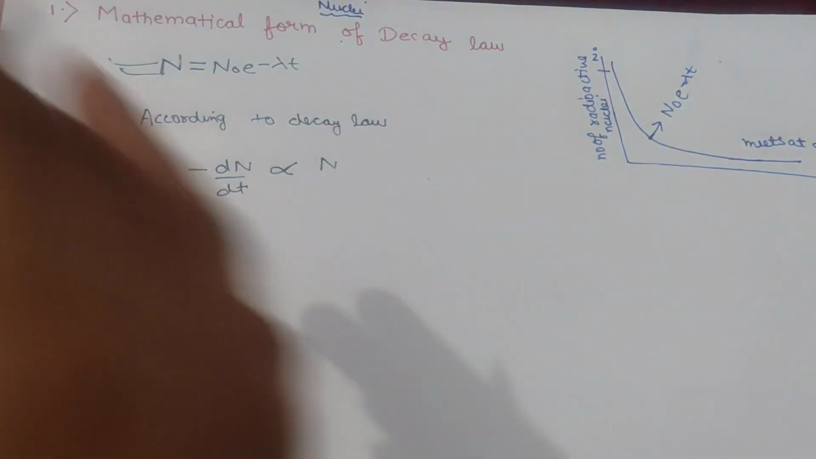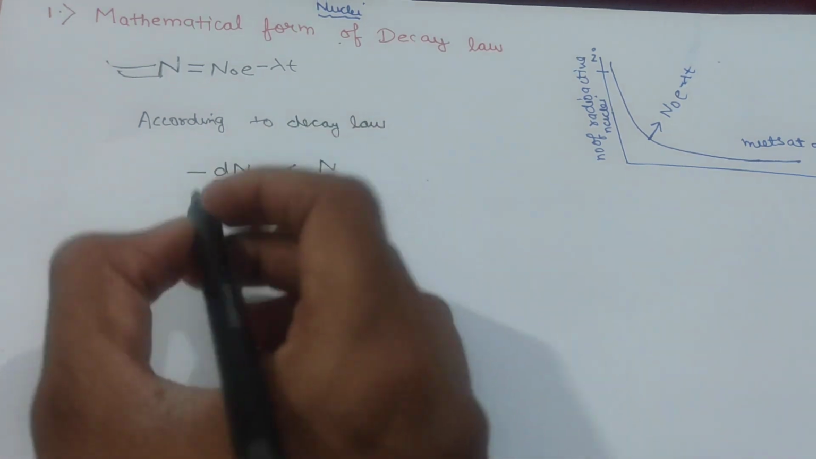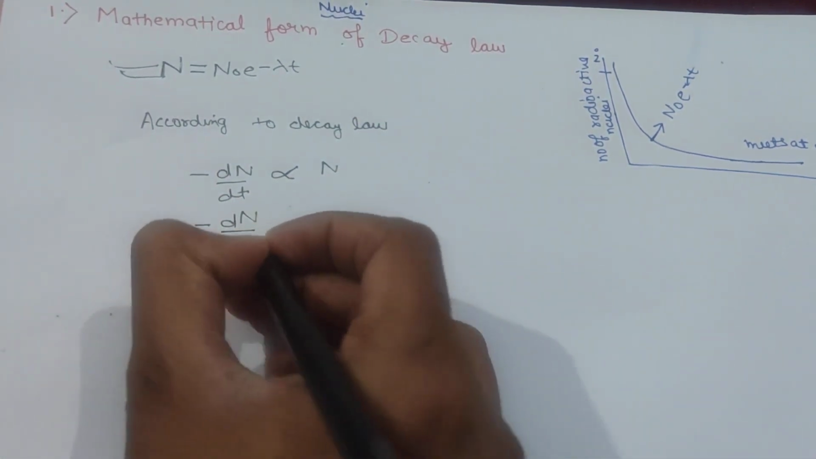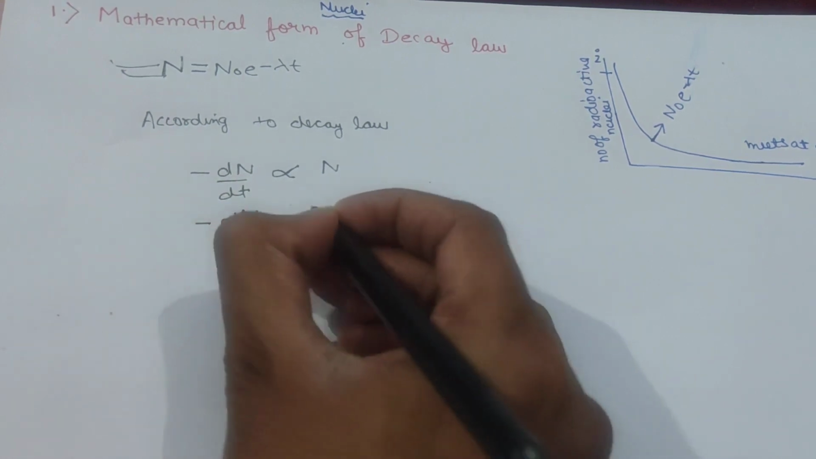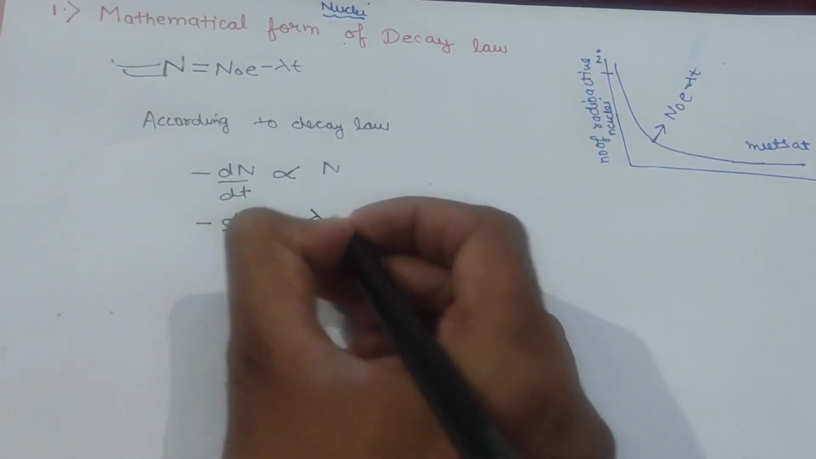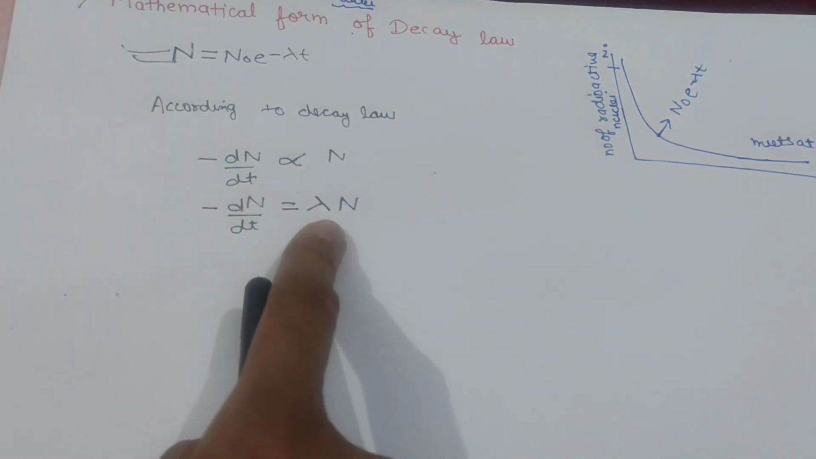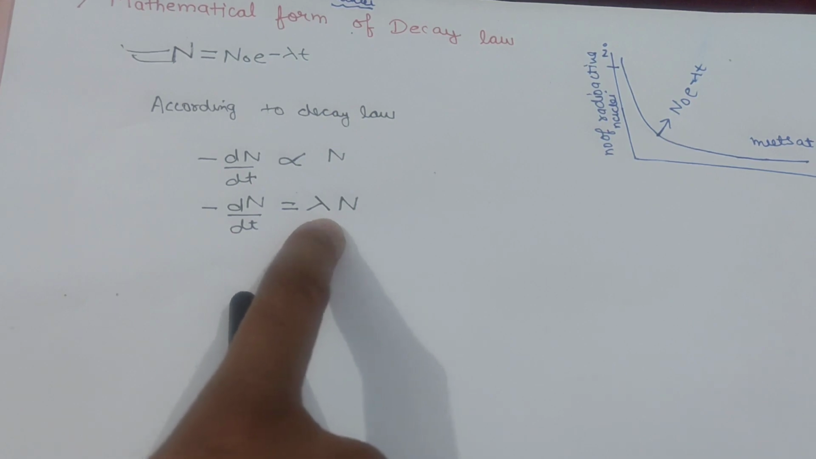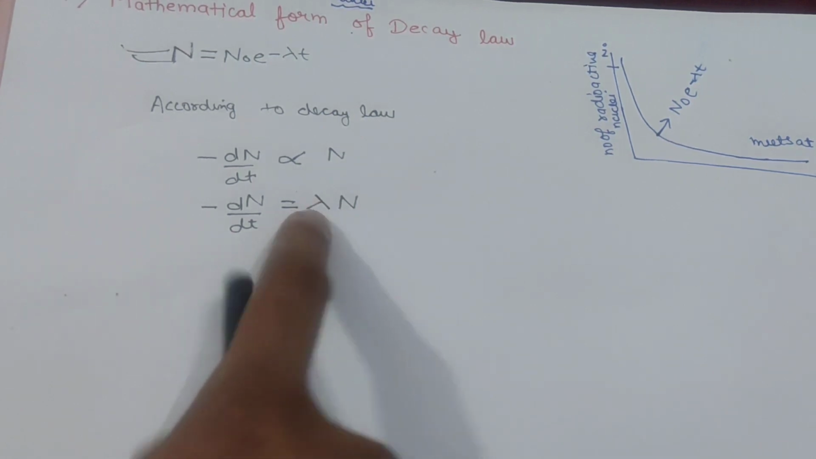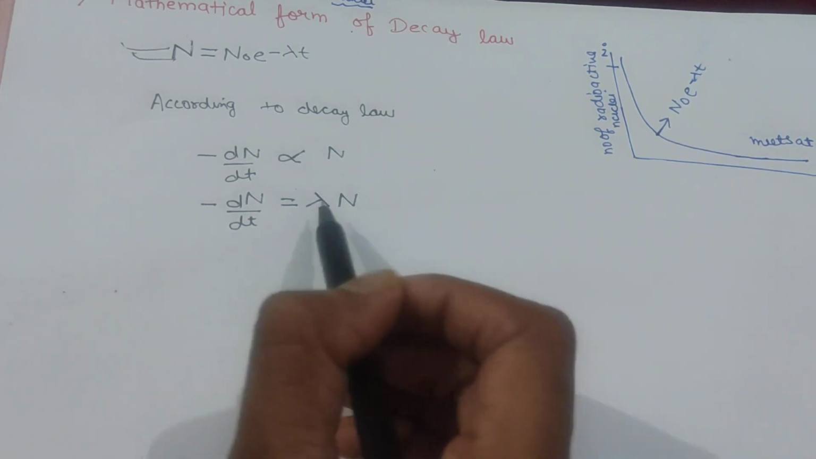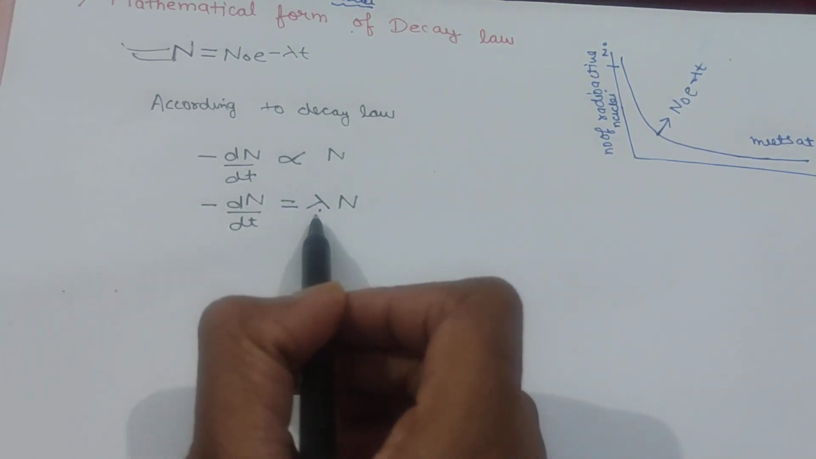now we will equate, and there is a constant lambda. This constant lambda is the decay constant, which is the disintegration constant. Okay, this is the disintegration constant, and this is also called decay constant.